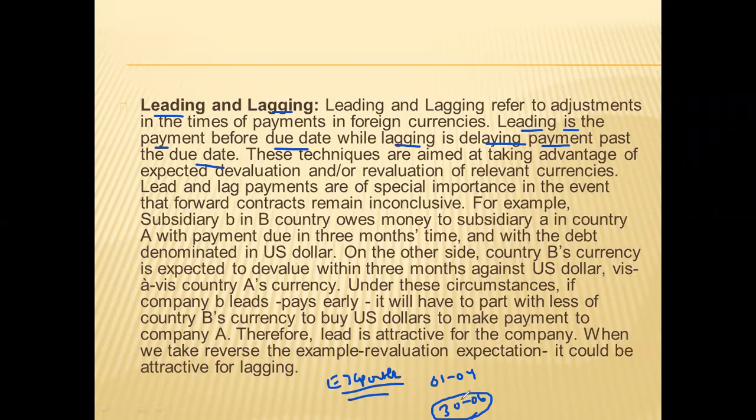Now, you expect that by 30 June, the dollar's value will fall. Okay. On 1st April, $1 was 75 rupees. But you estimated that by 30 June, it may become 65. Okay. And by the time comes, the dollar rate has fallen down.